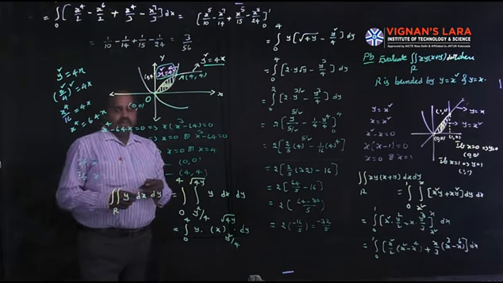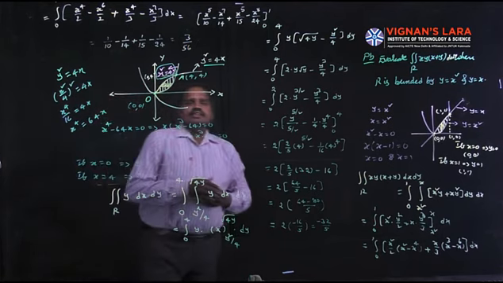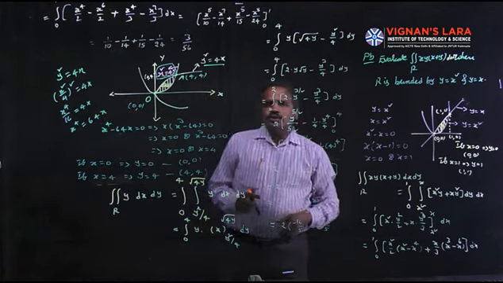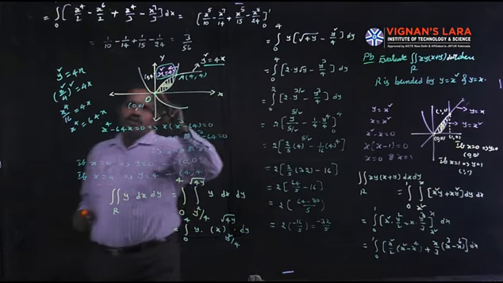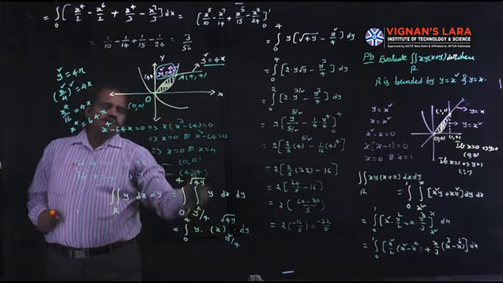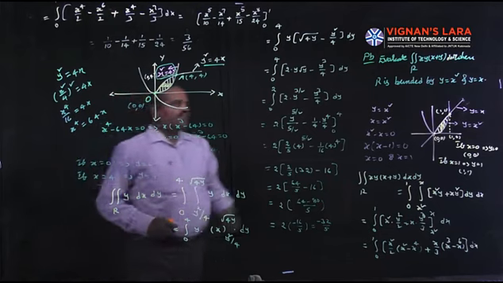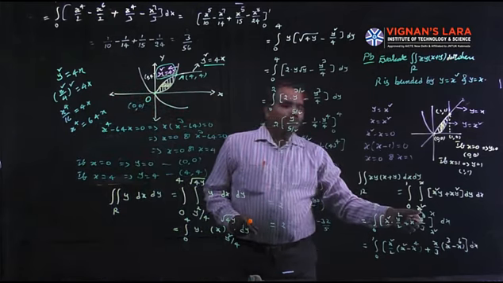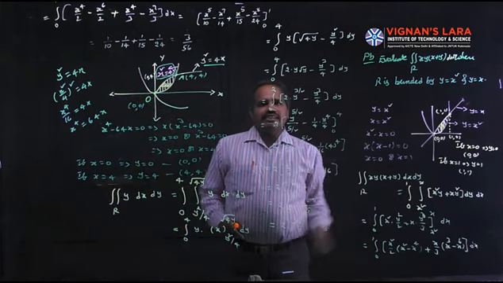So like this, we are calculating the region integration, the region value. If you are taking a horizontal strip, you are taking x in terms of y as constant. If you are taking a vertical strip, you are taking y in terms of x as constant.